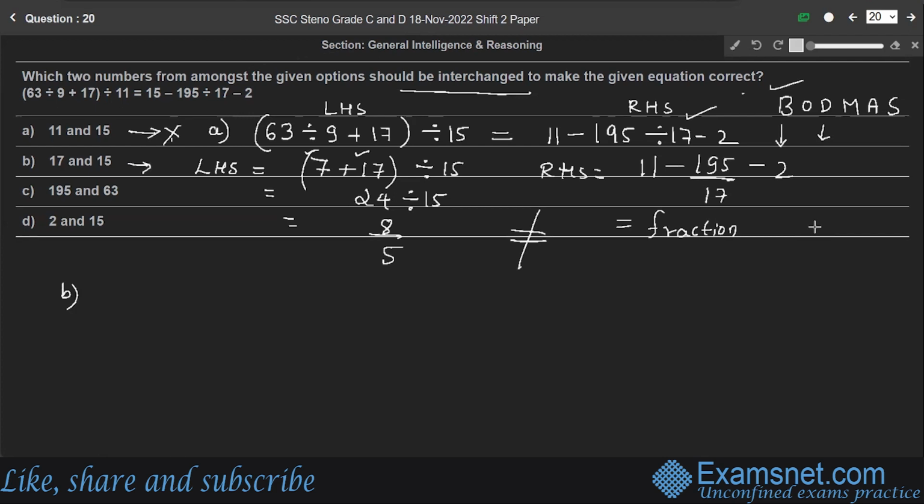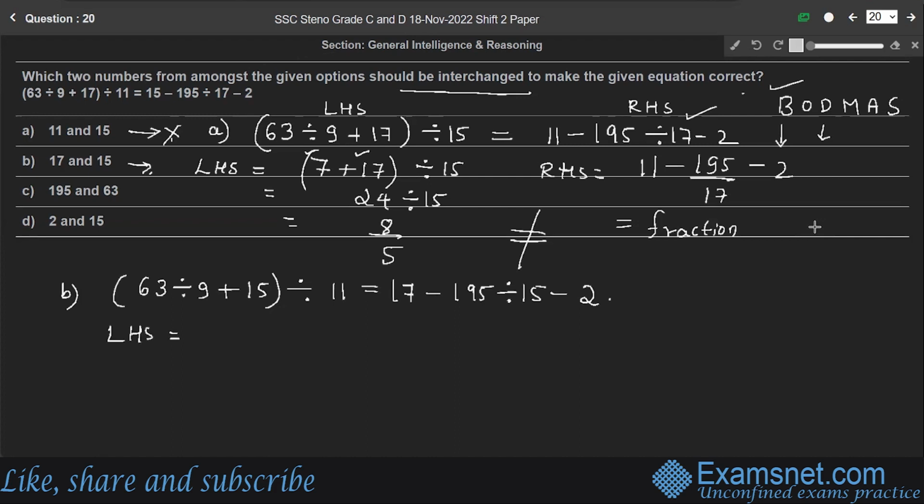Interchange 17 and 15 now in the given equation. So the equation becomes 63 divided by 9 plus 15 divided by 11 is equal to 17 minus 195 divided by 15, minus 2, right? So we'll consider the left hand side.